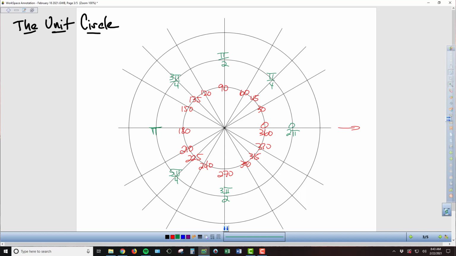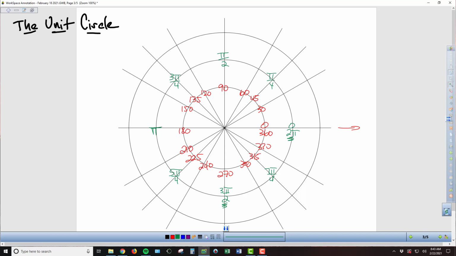270 would be the next, so that would be 6 pi over 4. Again, we're just adding pi over 4 every single time. So 6 pi over 4 reduces to 3 pi over 2. And then if we add pi over 4 one more time, 6 pi over 4 plus 1 pi over 4, 315 degrees then is the equivalent of 7 pi over 4. And then if we add pi over 4 one more time, we'd end up here at 2 pi. 7 pi over 4 plus 1 pi over 4 would give us 8 pi over 4.